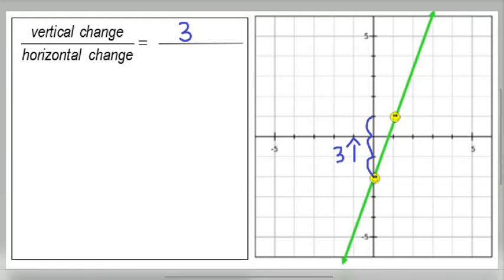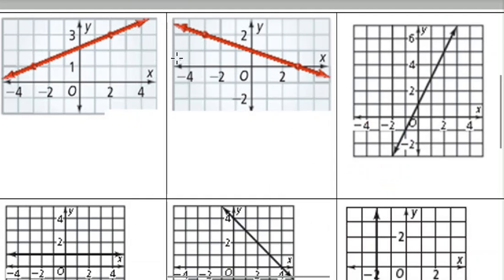Now how many over does it have to go? Well, it has to go over 1. So my horizontal change would be 1. So my slope would be 3 over 1. And if I simplify that, my slope would be 3. So the slope of this line is 3. All right, let's try some more examples.